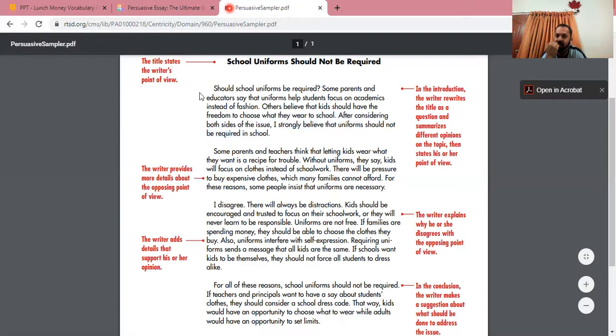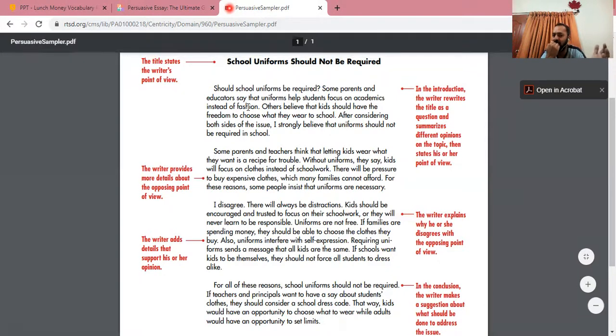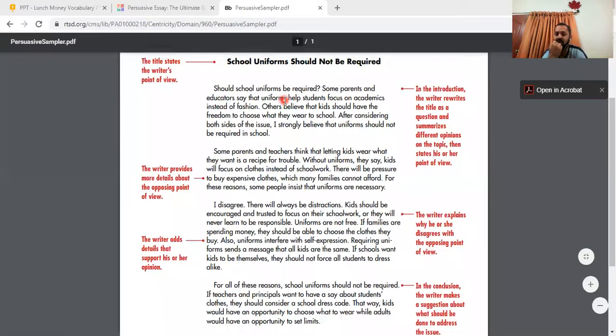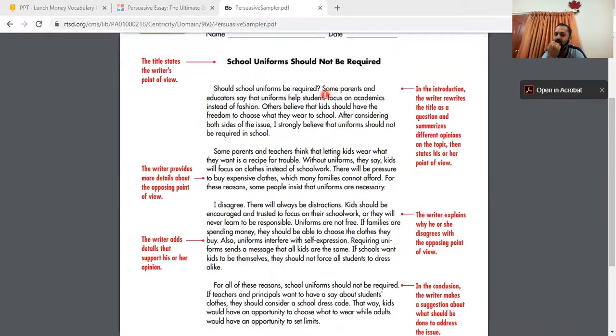Okay. Now, if you see here, should schools uniform be required? Some parents and educators say that uniform helps students focus on academics instead of fashion. This is actually a background about the topic. As I mentioned earlier, you have to start with your topic, and this is the topic sentence, right? Okay. I believe this is not a strong one. आप इससे अच्छा create कर सकते हैं, right? And now this is the background information.